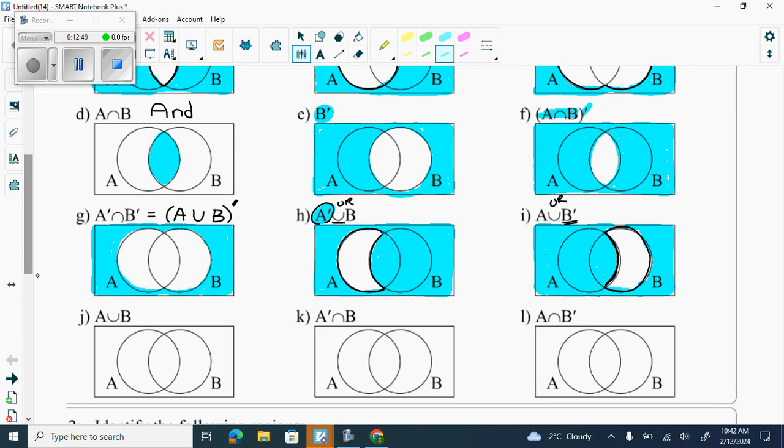This one is A or B. Or is the snowman, right? So we're going to shade only the snowman.